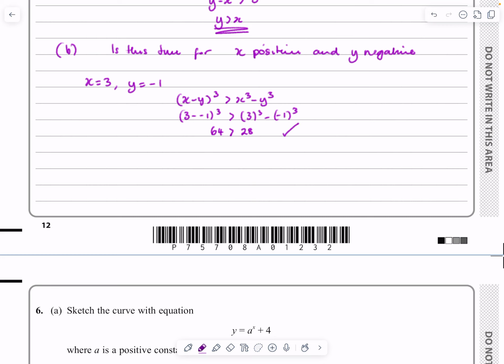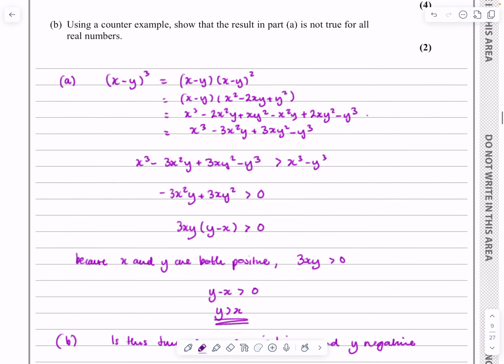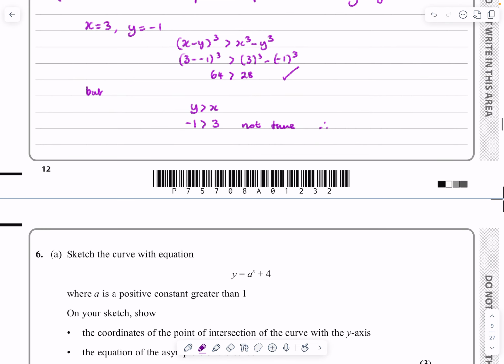But y greater than x would give me that minus 1 is greater than 3, not true. Therefore, what was the language they used? Not true for all real numbers. Therefore, not true for all real numbers.